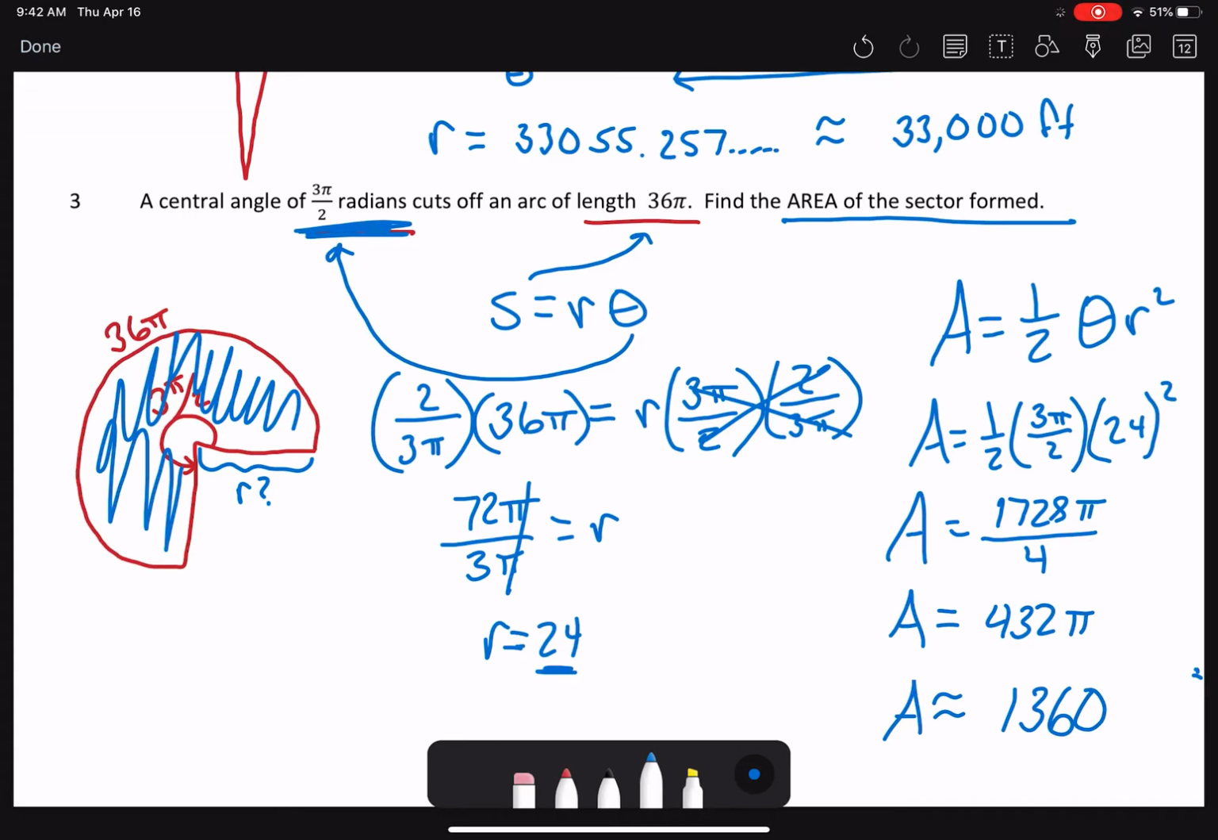So at this point, you should be so familiar that you can do an arc length, you can do a sector area, and they're just real simple. You should be able to do these 3 problems without any problem.